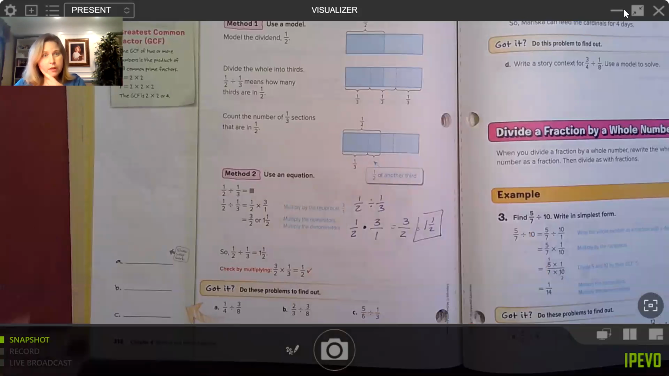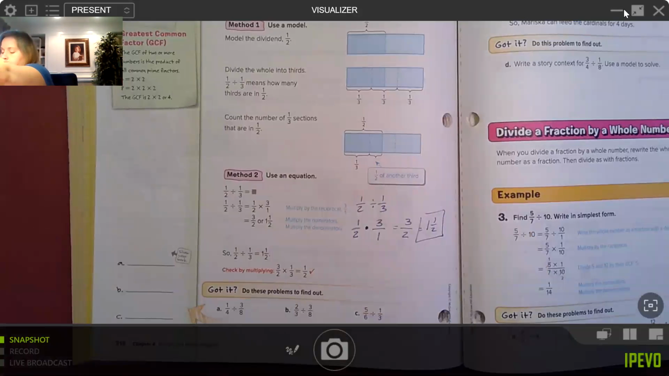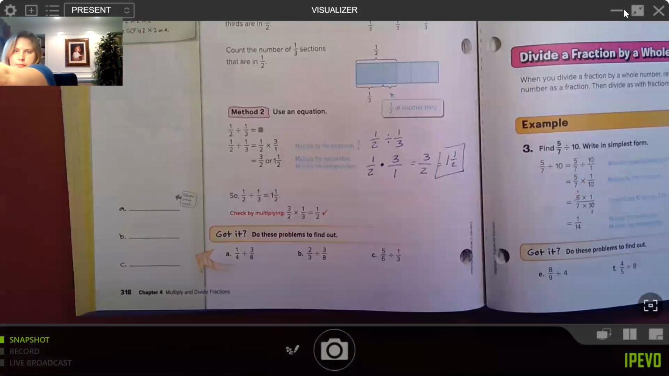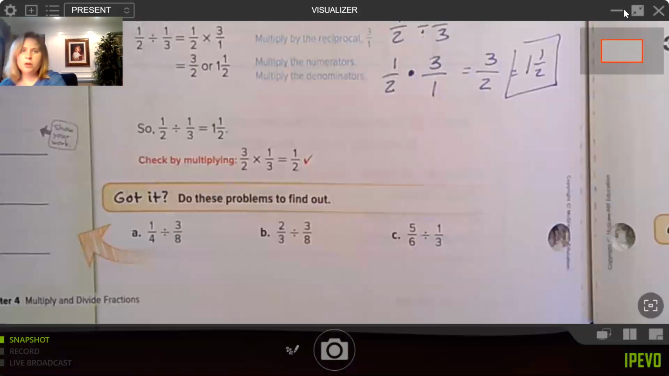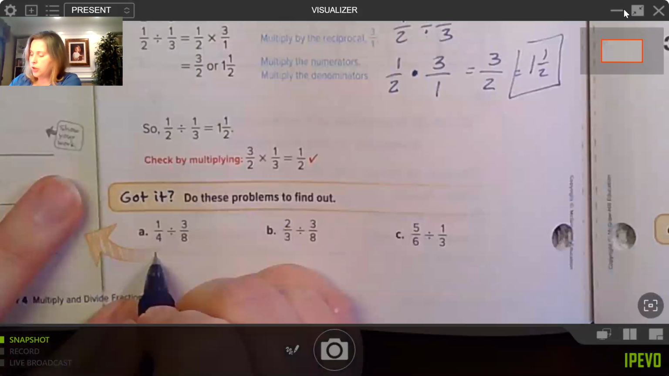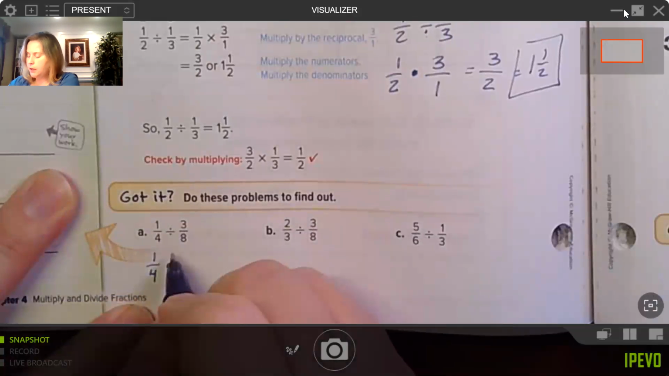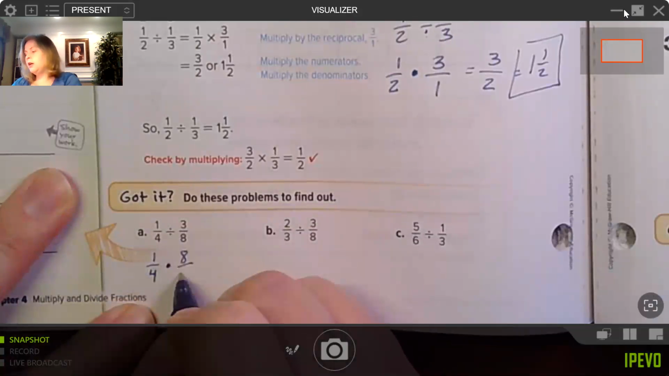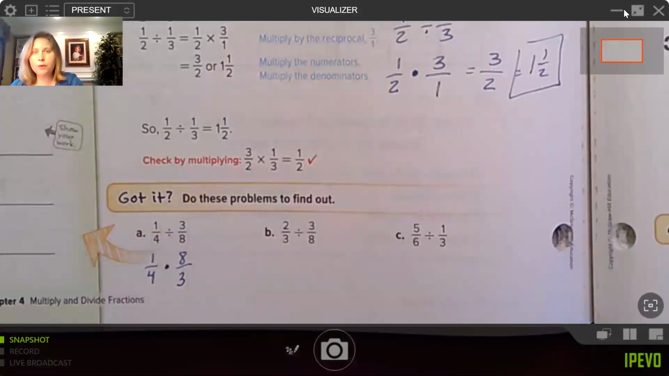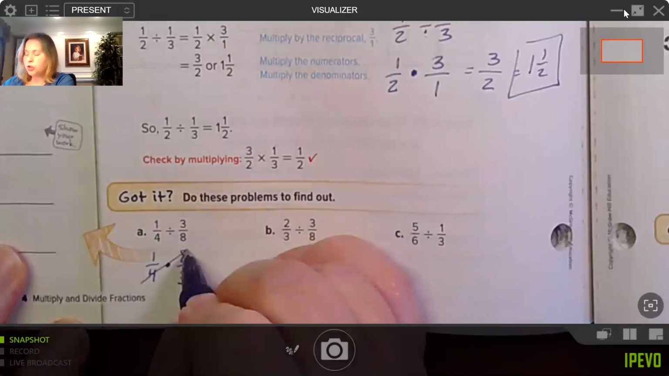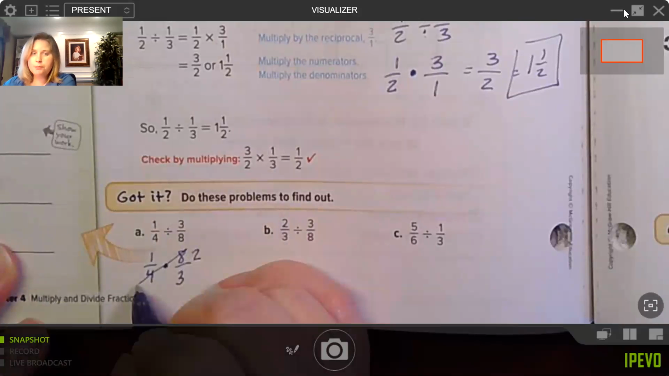Okay, let's do examples A, B, and C together. Example A, we have 1/4 divided by 3/8. So we leave the 1/4 as our starting amount, but we're going to change the divide into times, and we'll change the 3/8 into 8/3. And then before we multiply, we want to check to see whether we can cross cancel, and we can. 8 and 4 are both divisible by 4, so we will cross cancel. 8 divided by 4 is 2, 4 divided by 4 is 1.